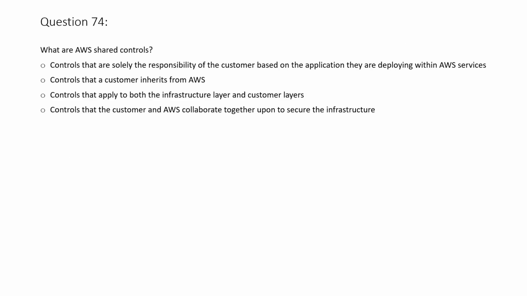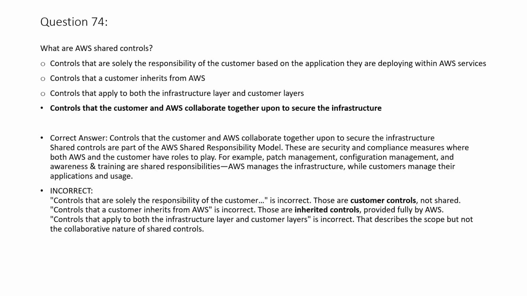Moving into question number 74. What are AWS shared controls? Option A, controls that are solely the responsibility of the customer based on the application they are deploying within the AWS services. Option B, controls that the customer inherits from AWS. Option C, controls that apply to both the infrastructure layer and the customer layer. Option D, controls that the customer and AWS collaborate upon to secure the infrastructure. So the correct answer is controls that the customer and AWS collaborate upon to secure the infrastructure.